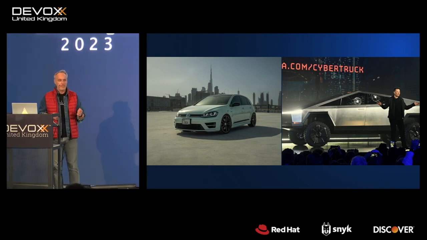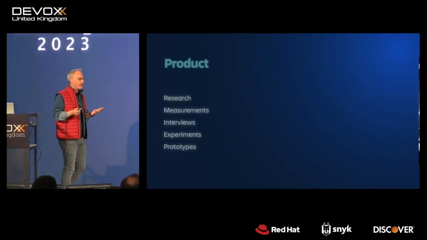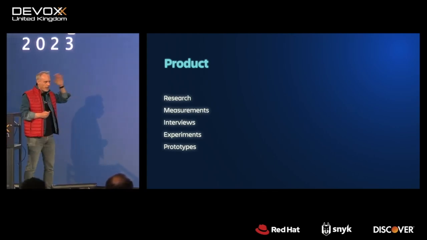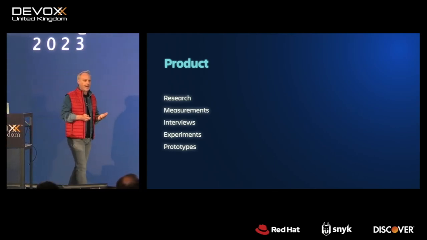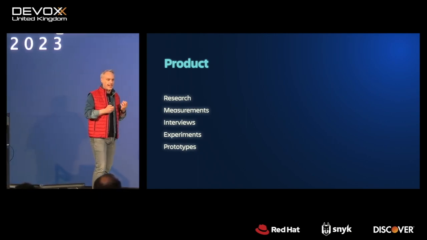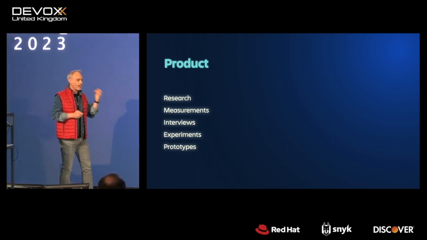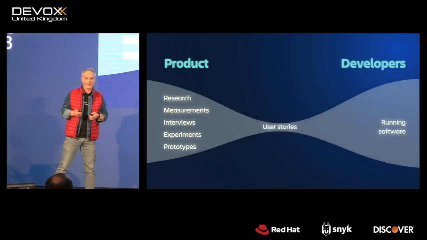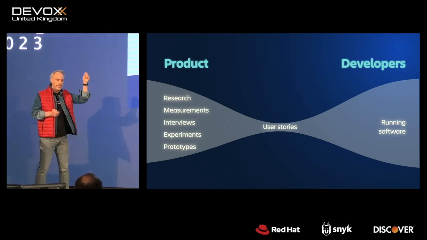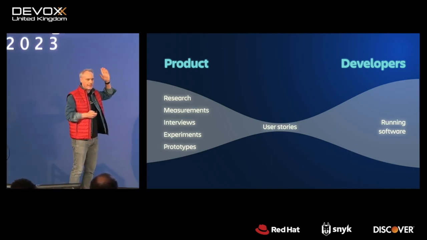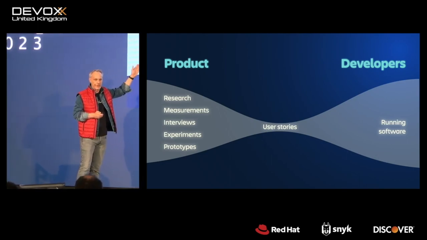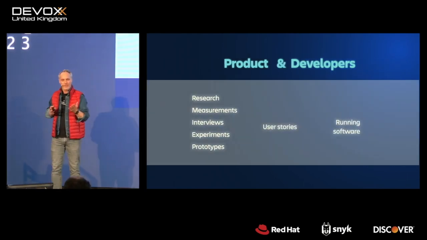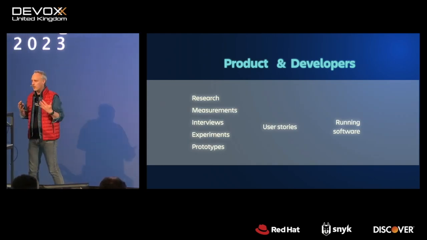And what the product people are doing is a lot of upfront work, right? They're doing research, measurements, interviews, experiments, and prototyping with the customers, and think they have the thing that they want to build. And as I said, they squeeze it into a small user story and give it to the developer, who builds running software. We need to be, as developers, more involved in this phase, to get to know why we are building it and build the right software. So developers and product people need to work closer together.